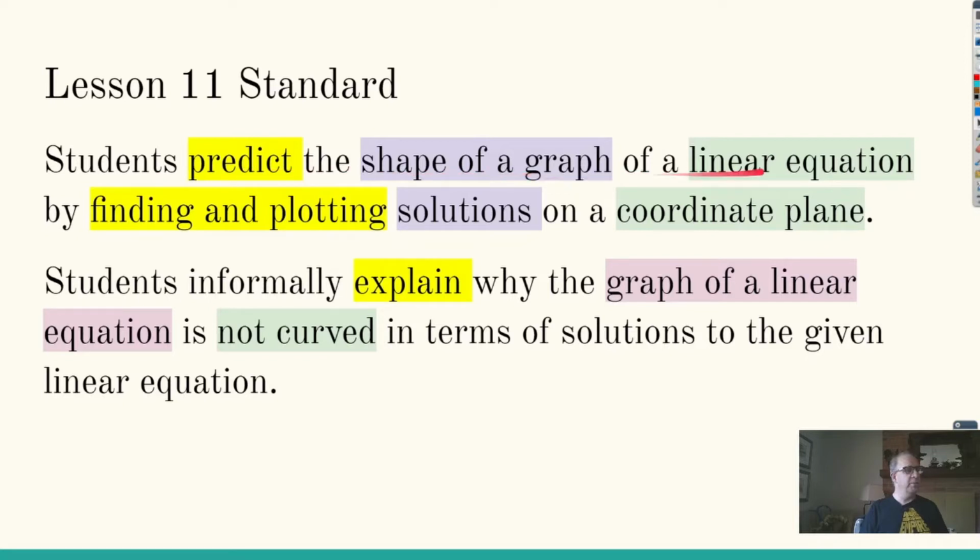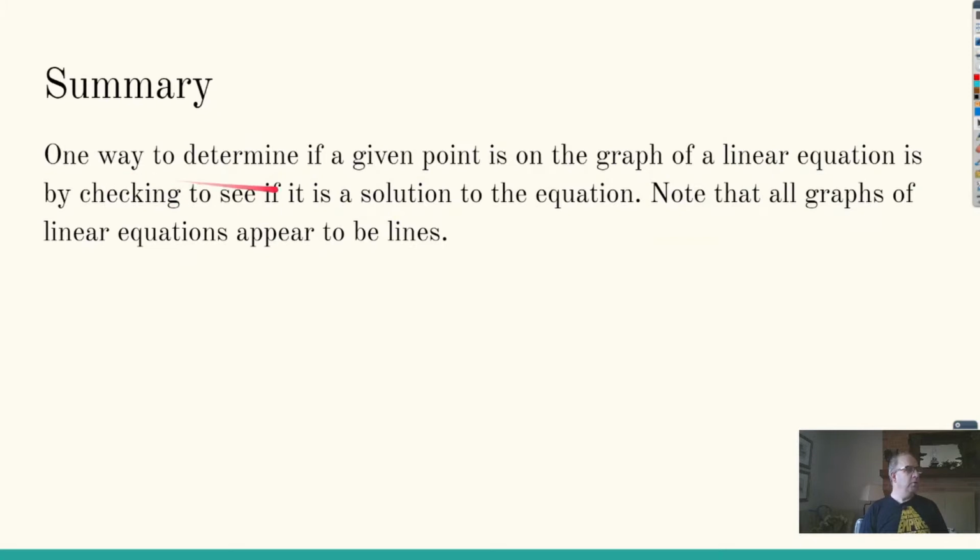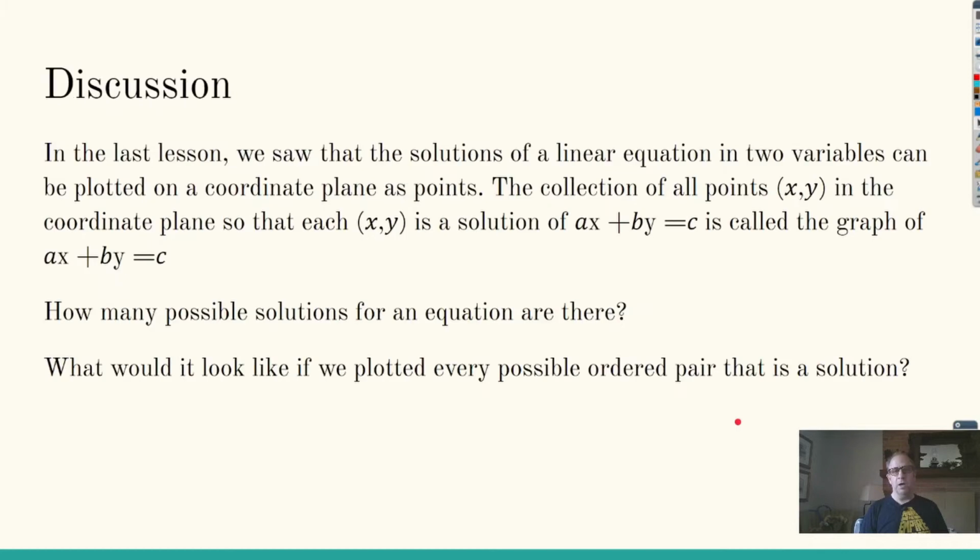So we predict the shape of a graph of a linear equation. You should be able to predict that now. By finding and plotting solutions on a coordinate plane, we informally explain why the graph of a linear equation is not curved, or why it's straight, according to the solutions. All right. So one way to determine if a given point on a graph is a linear equation is by checking to see if it's a solution to the equation. Not all graphs of linear equations are lines. We just saw that some of them are individual points.